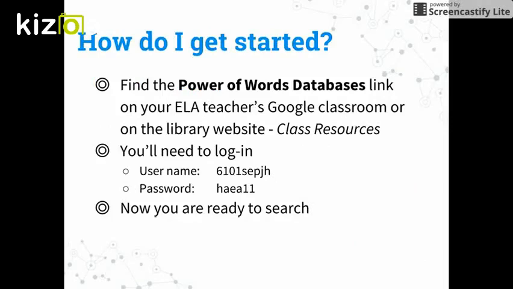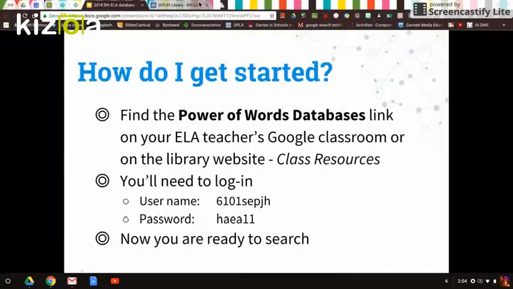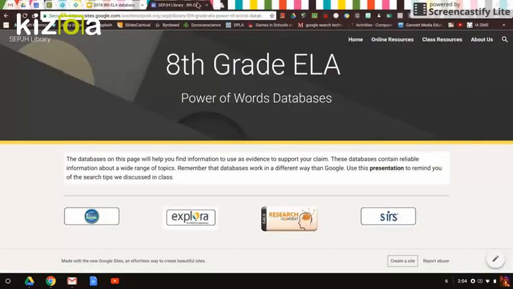To get started looking for information about your topic, you'll need to follow these steps. First, you'll find the Power of Words database link either on your teacher's Google Classroom or on our junior high library website under class resources. Once you're on this page, it should look like this. You'll see 4 different research databases that you can use for this project. Each one is a little different in the way it looks, but they're all similar in the way they work.